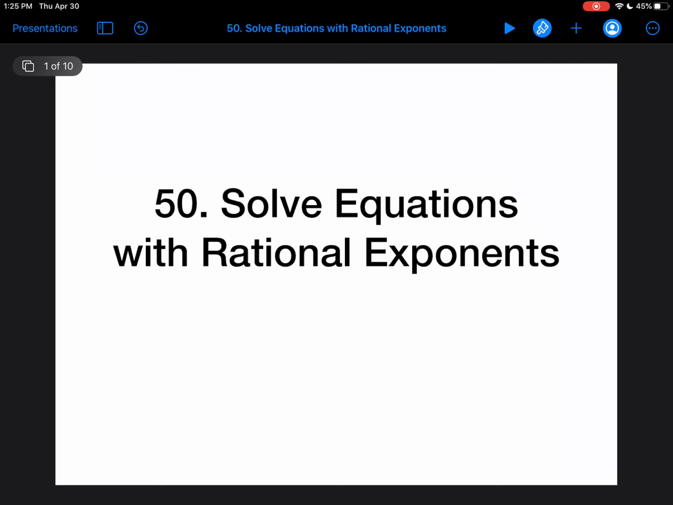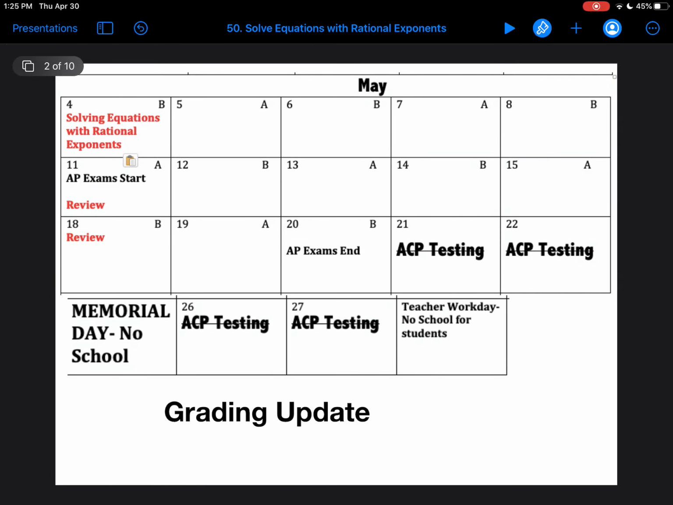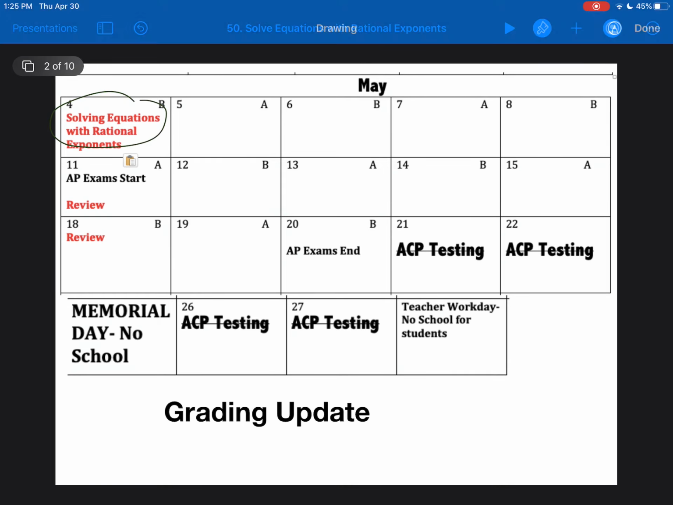All right, hello everyone. This is lesson number 50, solving equations with rational exponents. This is a continuation of last lesson where we learned about the laws of exponents. This one is on how to solve an equation that involves one of those types of laws of exponents.